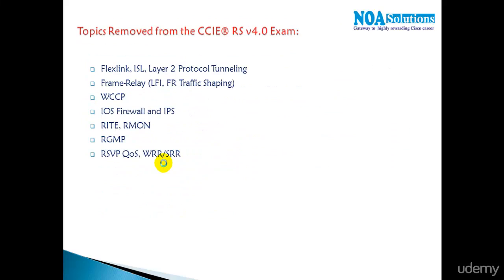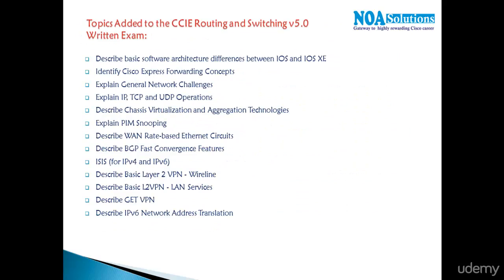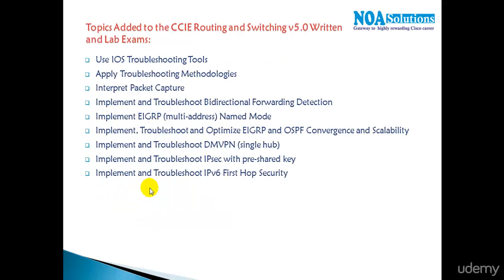Now, if I go with a list of topics, this is what you will find. I got this list of topics here, but in version 5, a few new topics have been added. The architecture differences like IOS XE and IOS. This is covered only in the written exam, like GET VPN, IS-IS, BGP convergence features, L2 VPNs, MPLS L2 VPNs, and IPv6 network address translation. This is covered only in the written exam.